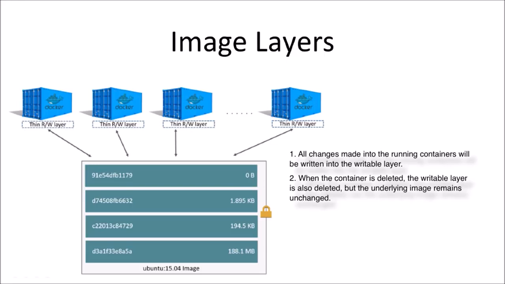Each container has its own thin writable container layer, and all changes are stored in this container layer. This means that multiple containers can share access to the same underlying image, and yet have their own data state. The diagram shows multiple containers sharing the same Ubuntu 15.04 image.